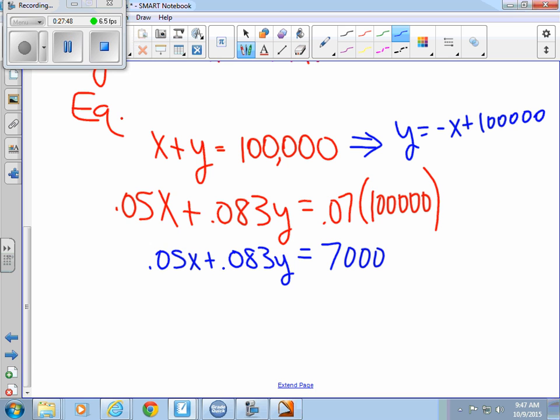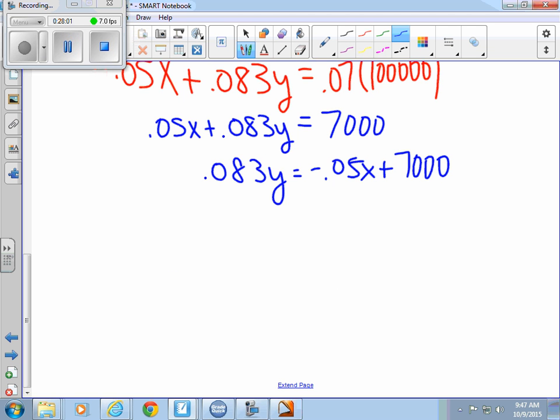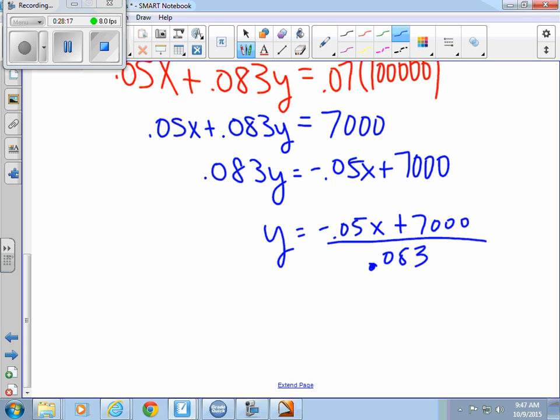I want to get y by itself, so I'm going to subtract the 0.05x over. Because you're about to use your calculator, can you leave this as messy as you want to leave it? So you could leave it as negative 0.05x plus 7,000 all over 0.083 if you would like. Your calculator can graph all of that for you as long as you get y by itself. So I'm going to put both of those in my y equals.